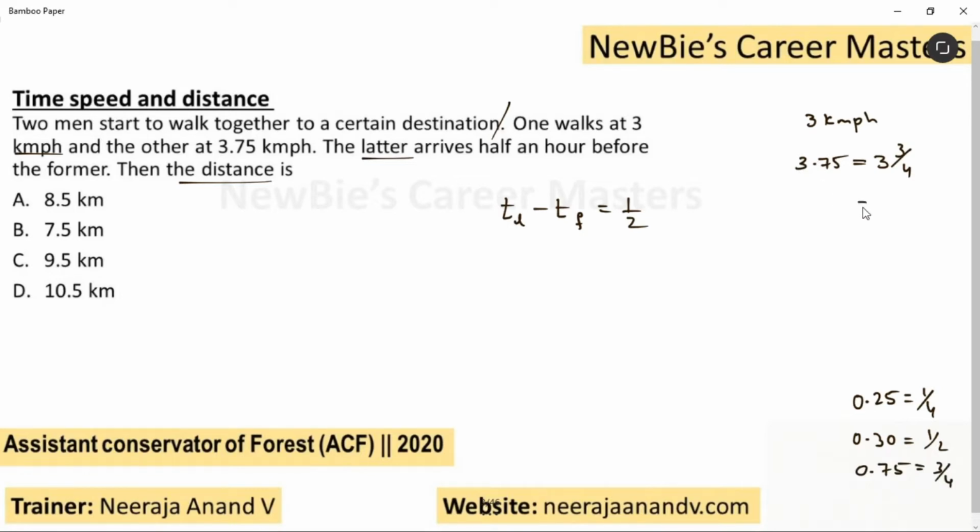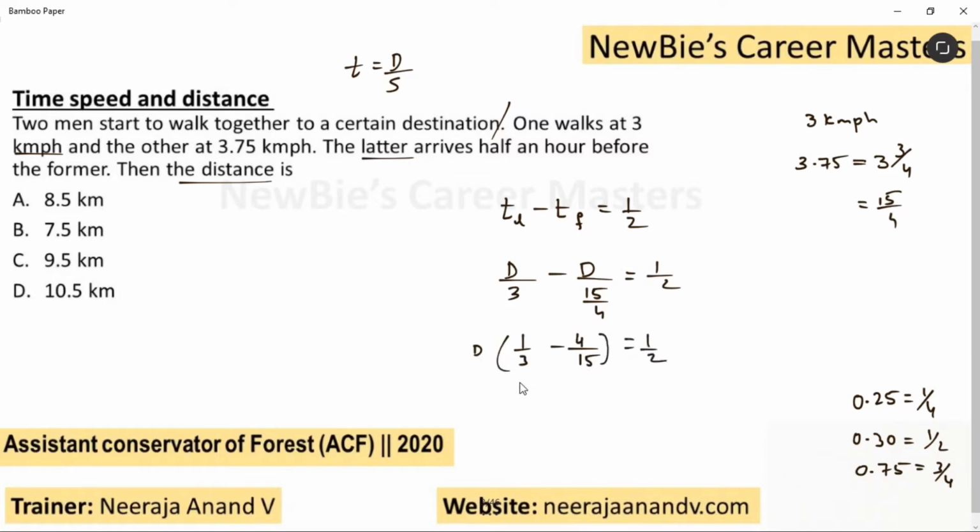Okay, then let's convert this to an improper fraction. 12, 15, 15 divided by 4. Multiply these two and add this one. Okay, 15 divided by 4. What is the time formula? Time is equal to distance by speed. Okay, distance by speed 3 minus distance by speed 15/4 is equal to 1/2. Then let's take d common. 1/3 minus, this 4 goes up, so 4/15 is equal to 1/2.